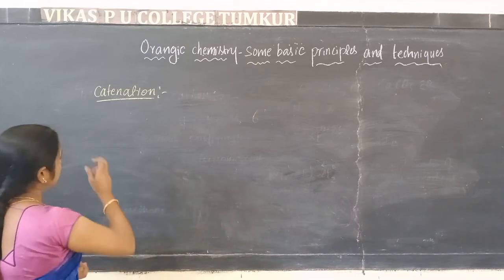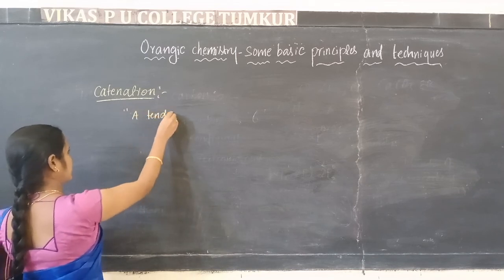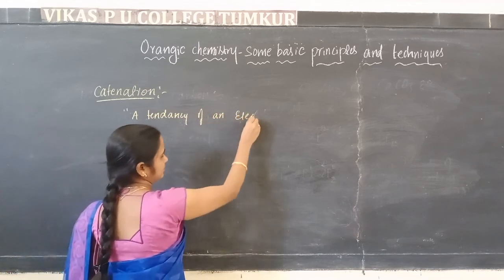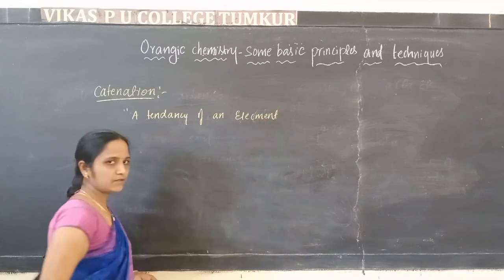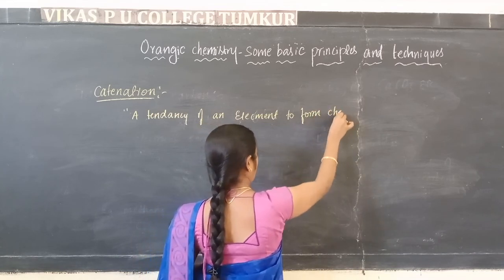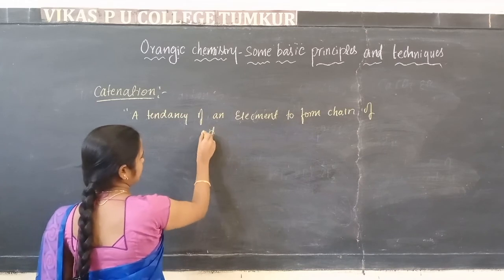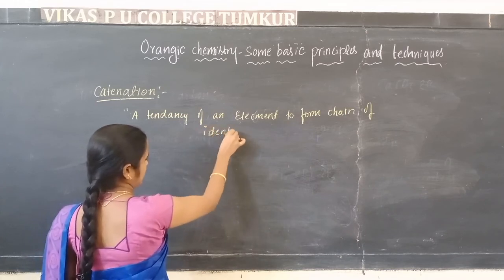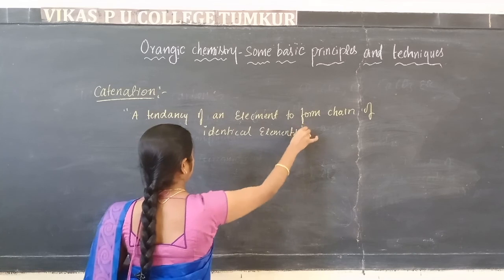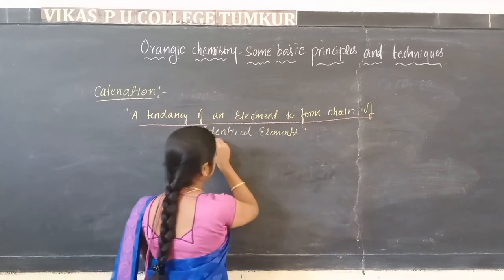The statement of catenation is: the tendency of an element to form a chain of identical elements is called catenation. This is the statement of catenation.